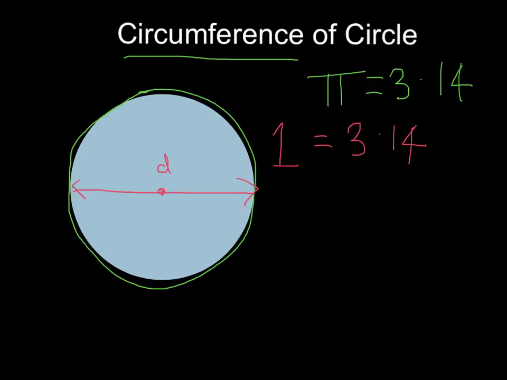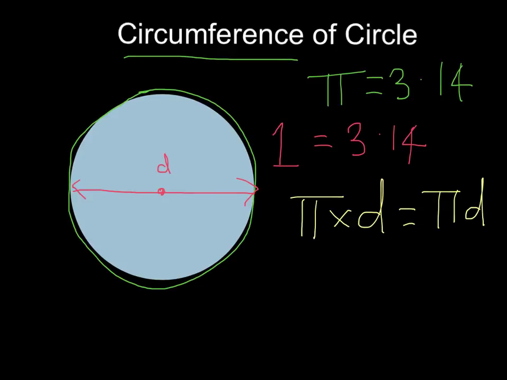So to work out the circumference of a circle, we can make a formula, and the formula for working out the circumference of a circle is pi times diameter, or sometimes written as just pi d. You don't necessarily need the multiplication symbol there. Sometimes with circles, though, we aren't given the diameter.